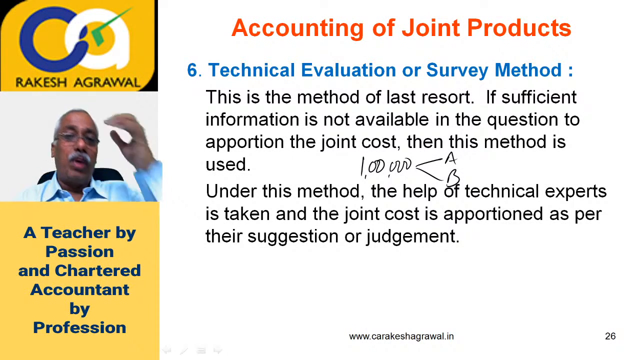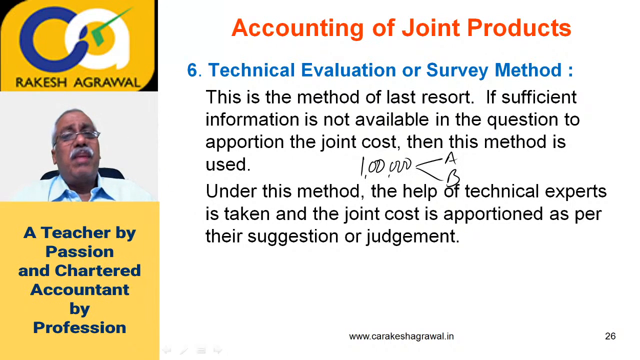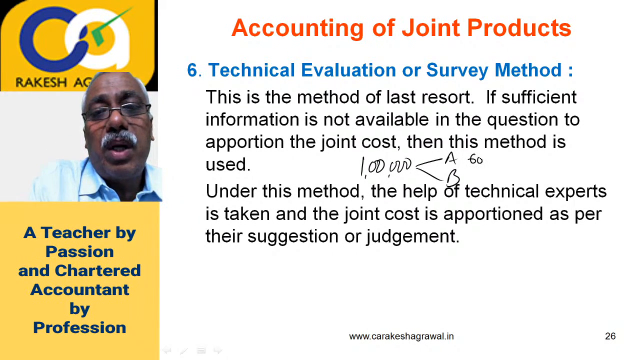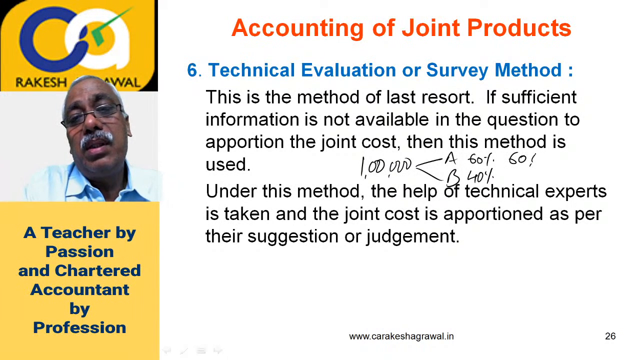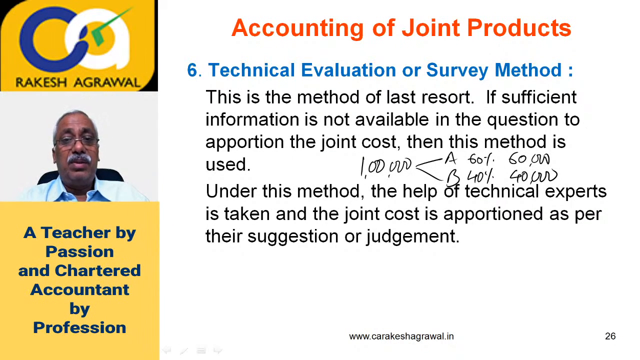So you will talk to the production manager. You will tell the production manager that, see, we want to apportion this 1 lakh rupee joint cost between A and B. I don't have data, what to do? So the production manager says, okay, no problem. According to my judgment, we take 60% efforts to produce A and 40% efforts to produce B. So very simple. What do you do? Charge 60% cost to product A and charge 40% cost to product B. That is 60,000 and 40,000. But this effort of 60%, 40%, who told you? The technical expert. So it is his judgment or his suggestion, and on the basis of that suggestion you can apportion this cost.